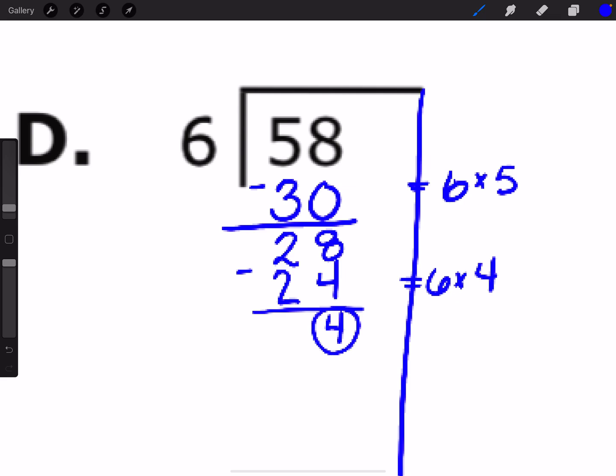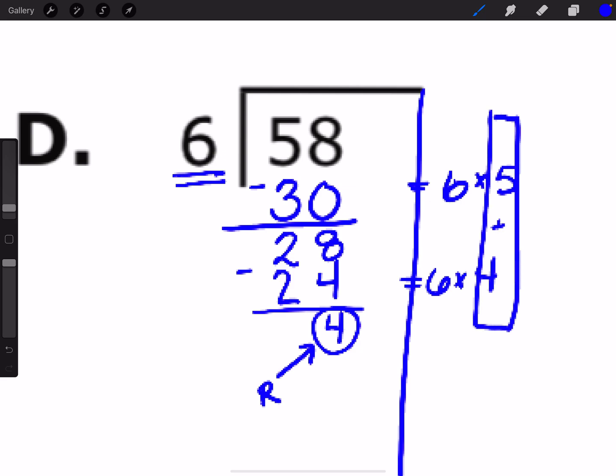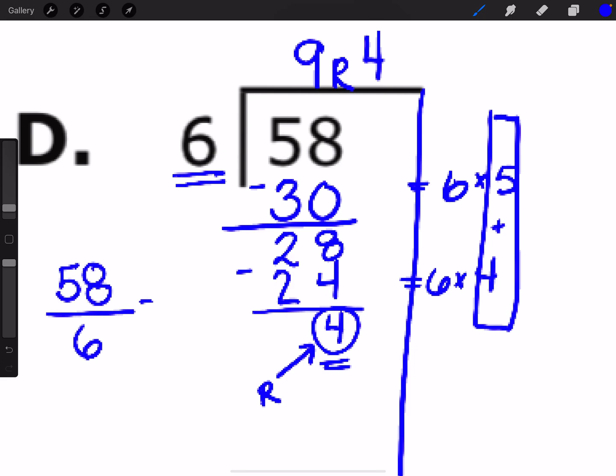Now I'm going to ask myself, this remainder, this 4, can I take any more of the divisor out? If I have 4 cookies, can I take 6 out? No, I cannot. So this means I'm stopping, and this is the remainder. All right? So now we're going to take over here and do our partial quotients. 5 plus 4 is 9. And then I need to put the remainder on, which is 4. So 58 divided by 6 equals 9 remainder 4.